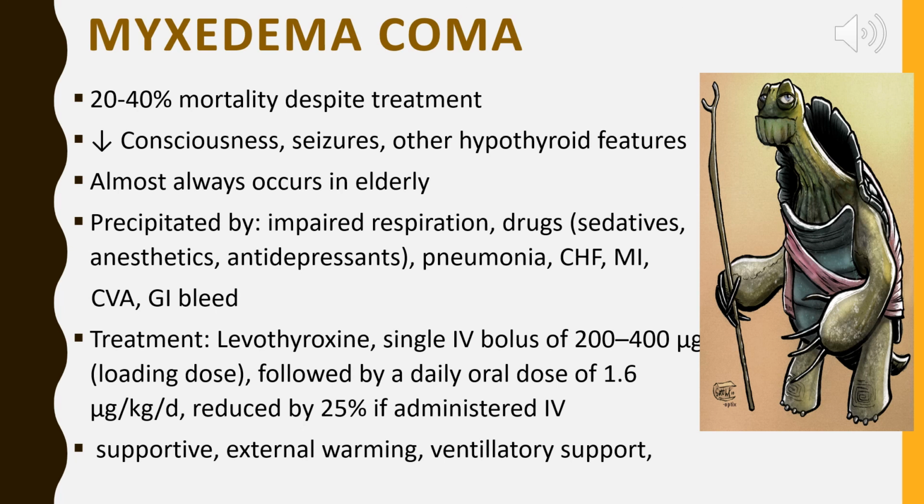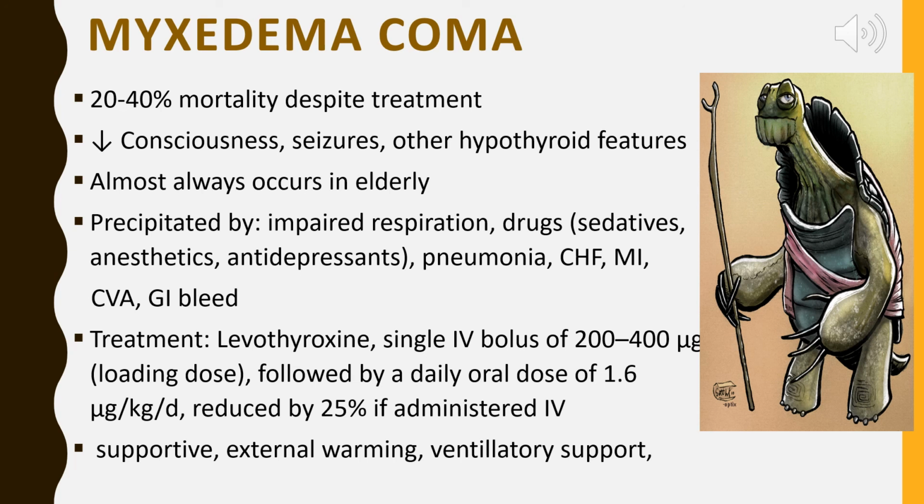Levothyroxine can initially be administered as a single IV bolus of 200 to 400 microgram. If IV preparation is not available, such as in our local setting, the same initial dose of levothyroxine can be given by nasogastric tube, although the absorption may be impaired in myxedema.